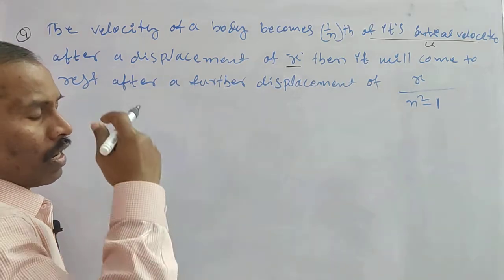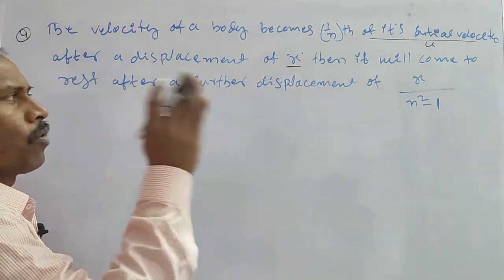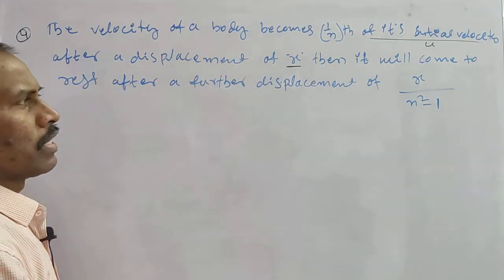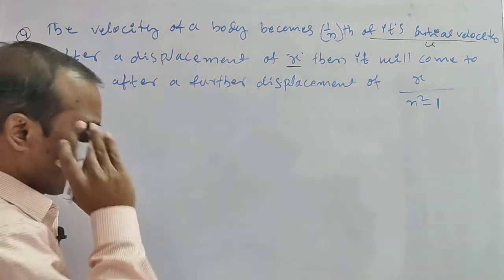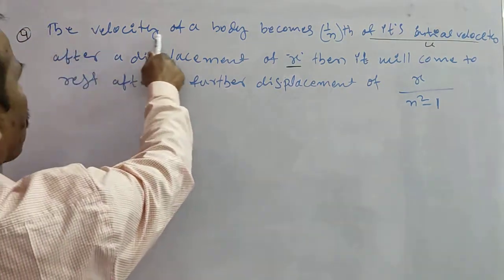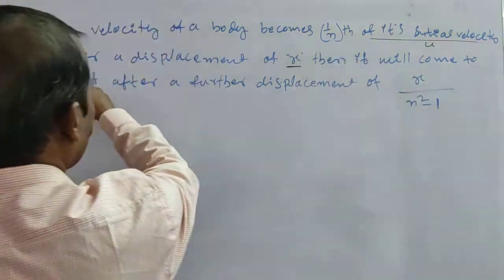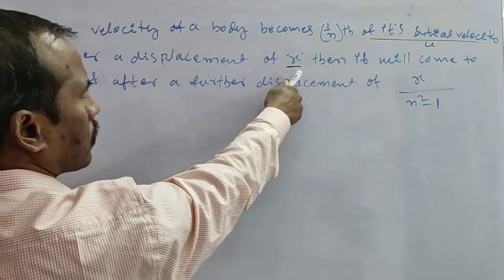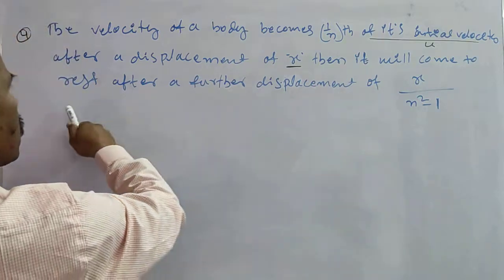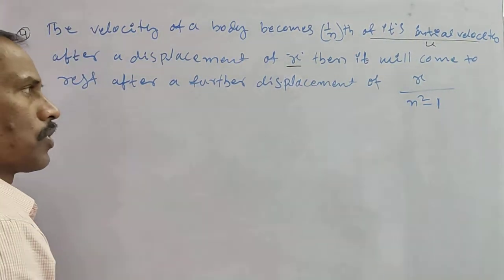After this displacement the particle comes to rest, for example y is equal to x by n square minus 1. So, a very simple question, once again listen: the velocity of a body becomes 1 by nth of its initial velocity after a displacement of x, then it will come to rest after a further displacement of x by n square minus 1.